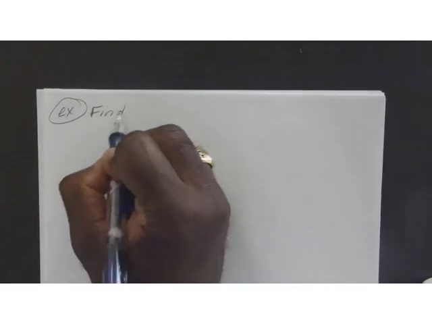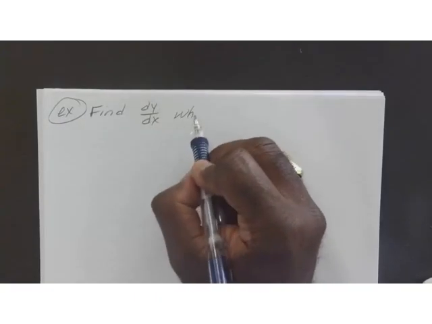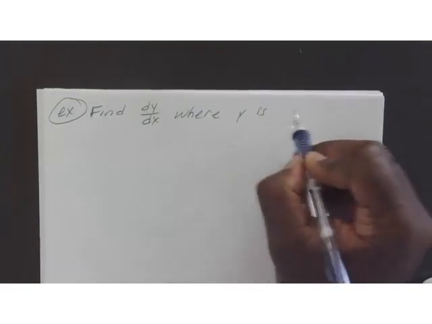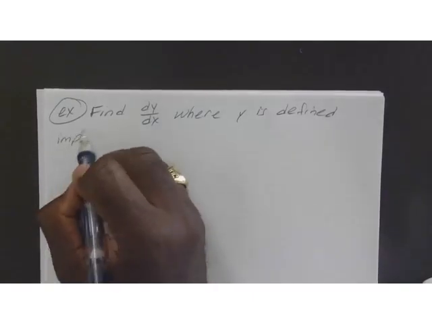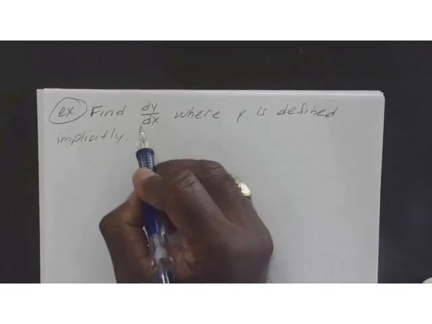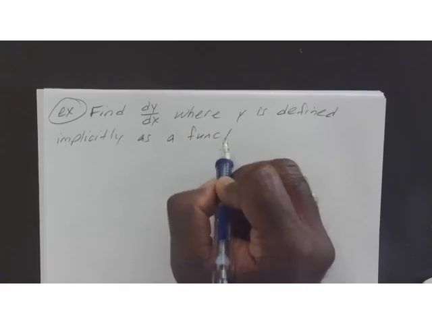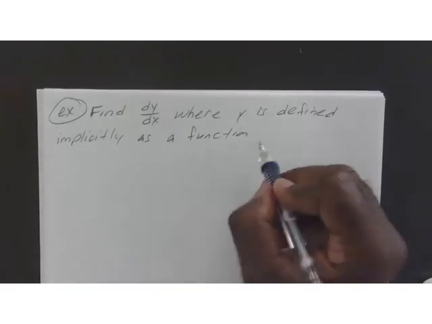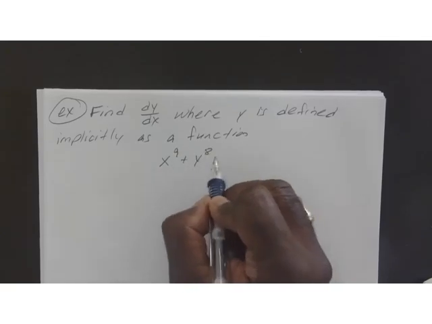Right. So let's say, for example, we wanted to find the derivative of y with respect to x, where y is defined implicitly as a function, I'll put it underneath here, x to the 9th power plus y to the 8th power is equal to 6.